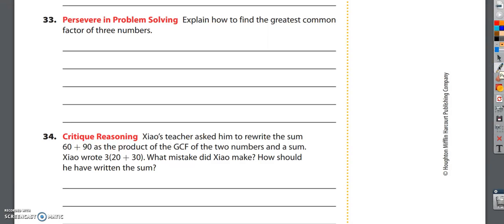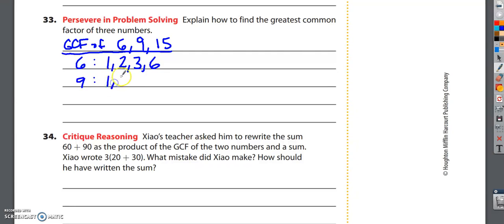So let's just pick maybe some easy numbers here. Let us pretend that we have, I don't know, I'll just choose three numbers here. Let's say the greatest common factor of 6, 9, and 15. So what am I going to do? Well, if it was just 6 and 9, we would list the factors of 6 and 9. The factors of 6 include 1 and 2 and 3 and 6. And the factors of 9 are 1 and 3 and 9. And all we're going to do here is just make a third list. The factors of 15 are 1 and 3 and 5 and 15.